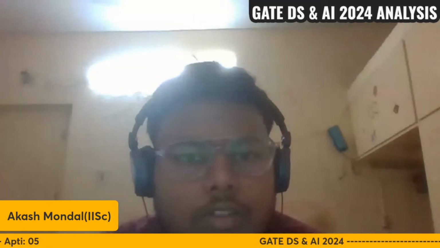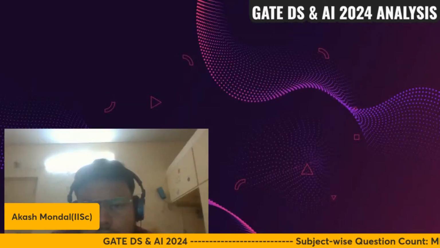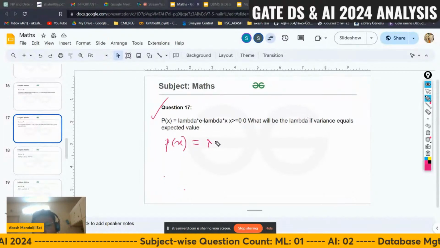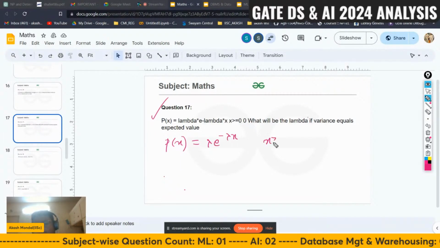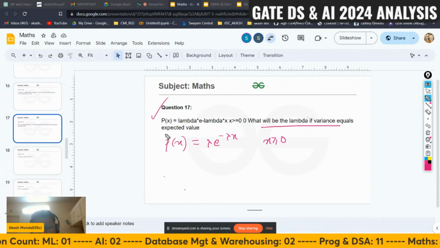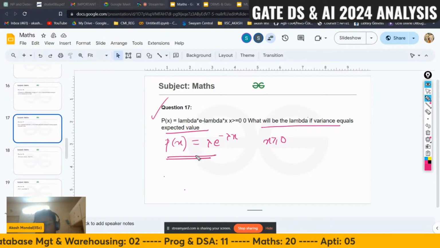So let's solve question number 17. This probability density function is given to you: p of x equals lambda e power minus lambda x when x is greater than or equal to 0. They are asking what will be the value of lambda if variance equals expected value. This is a standard distribution. If you know, this is a geometric distribution. I'm sorry, this is an exponential distribution.